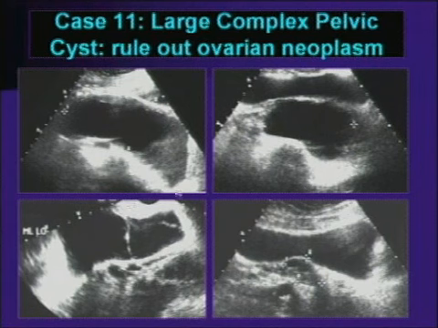Next case is, again, we're moving a little bit into adnexal masses. Here we have a large central cystic mass in the pelvis with multiple septations. The ovary seems a bit separate from the mass and displaced laterally by the mass.